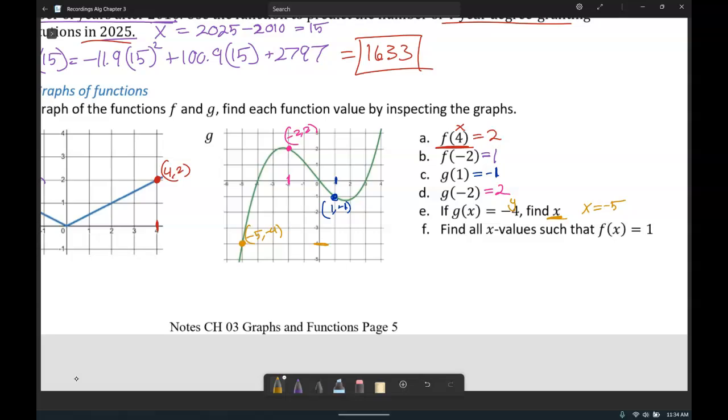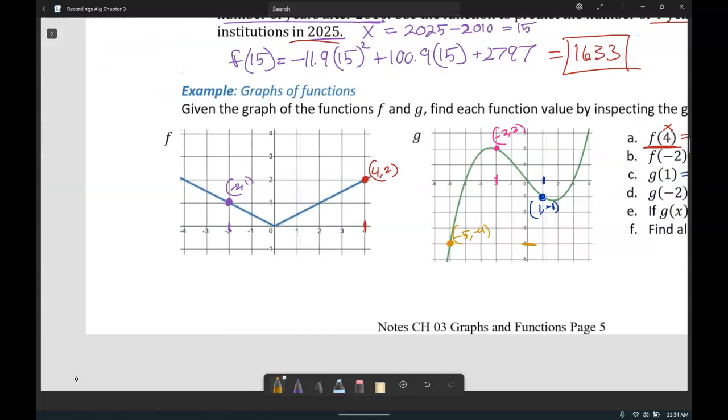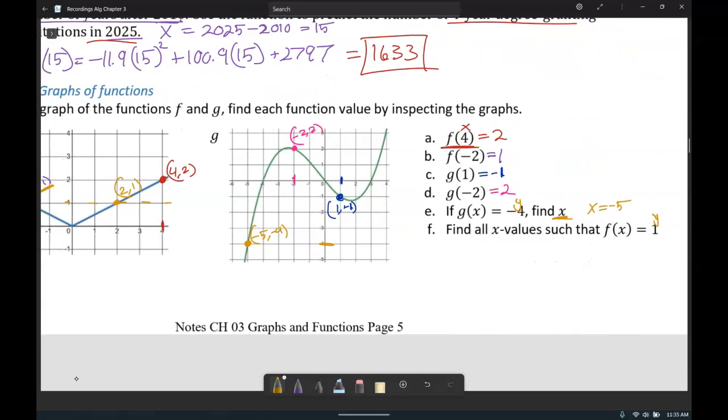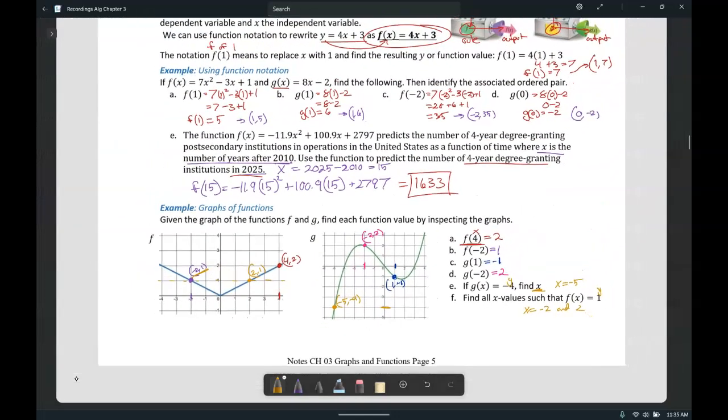And then we want to find all values of x such that f of x equals 1. Again, this is a y value, so we look at f of x and see where we get y values of 1. It's the point (-2, 1) as well as the point (2, 1). So all x values such that f of x equals 1 are x equals negative 2 and positive 2. And there's our introduction to functions.